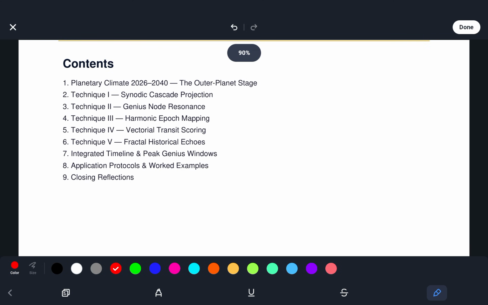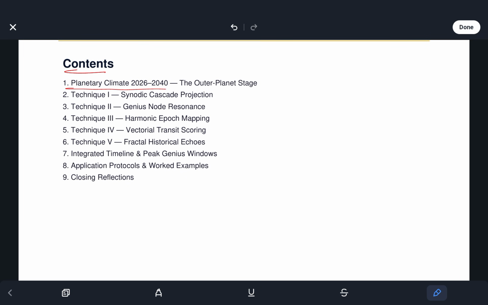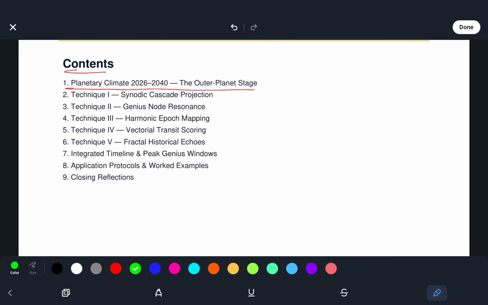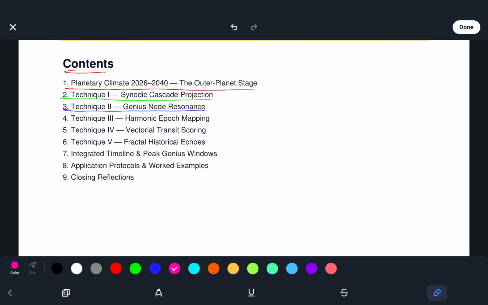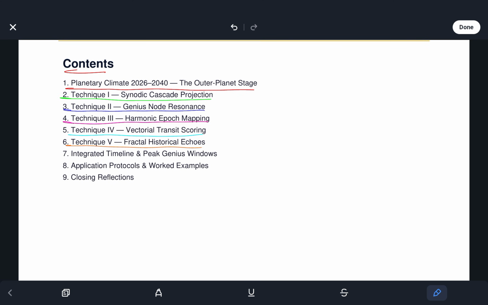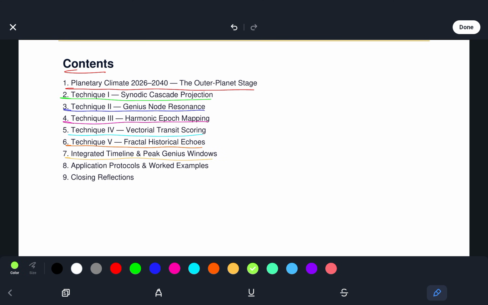In this video, we are going to start out with the planetary climate and the outer planet stage. Then we're going to look at the first technique, synodic cascade projection. Then the second technique, genius node resonance. The third technique is harmonic epoch mapping. The fourth technique is vectorial transit scoring. The fifth technique is fractal historical echoes. And then an integrated timeline and peak genius windows, application protocols, worked examples, and closing reflections.